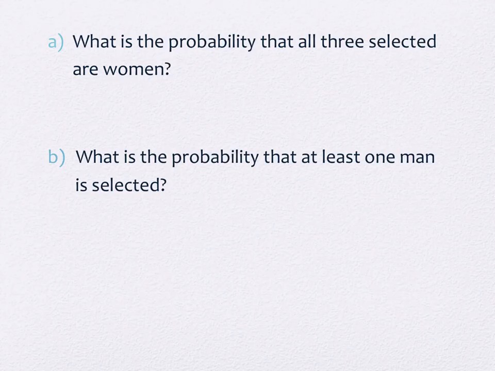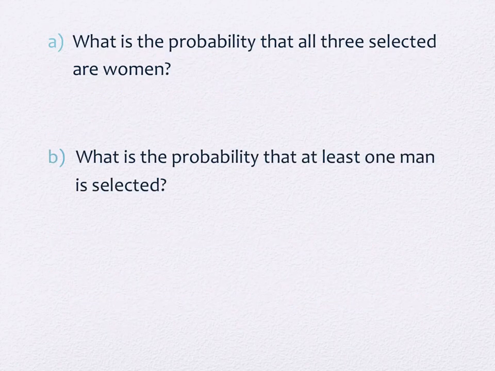So while there are 10 separate individuals' names who can be drawn, the questions don't specifically ask about them individually. They only ask about them in regard to one characteristic. Okay? So the questions say, what is the probability all selected are women? What is the probability at least one man is selected? Yeah, those are our 2 questions.